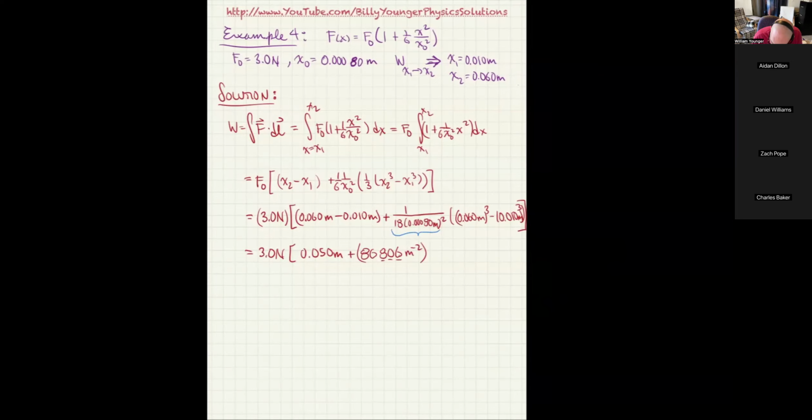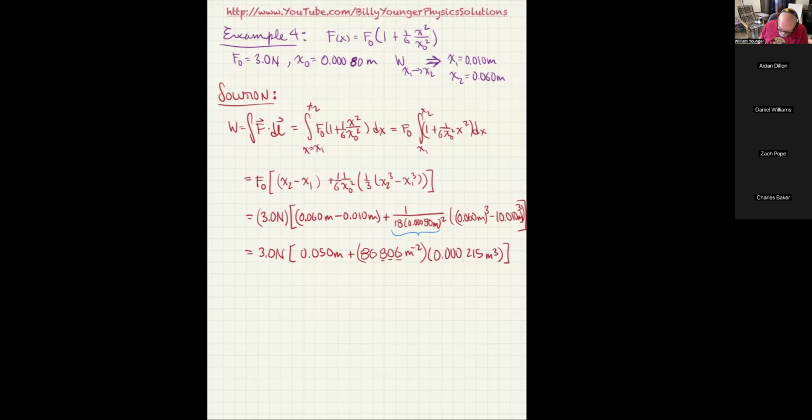Okay. So now I'm going to take the 0.06 and I'm going to cube that. And then I'm going to subtract from it the 0.01 and I'm going to cube that. And when I do that, my answer is 0.000215, and obviously that gives me meters cubed.